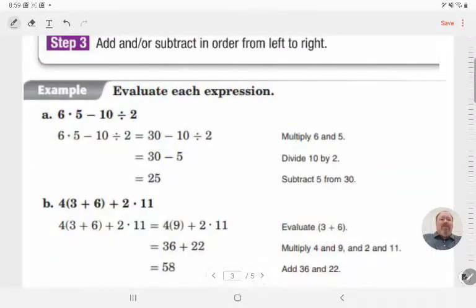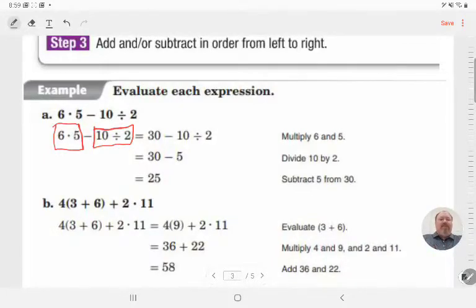We have evaluate each expression. So we have 6 times 5 minus 10 divided by 2. First thing we look for is grouping. There's no grouping, no parentheses, no brackets. So then we go left to right looking for multiplication or division. We have 6 times 5, and we have 10 divided by 2.